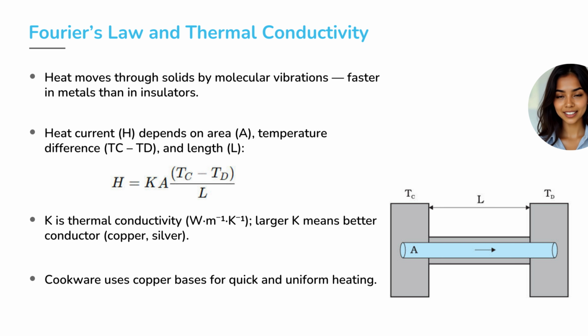Metals like copper and silver have high K, that's why they're great conductors. Materials like wood or wool have low K, making them perfect insulators. So, when you use a copper bottom pan to cook, that's physics helping you spread heat evenly for delicious food.